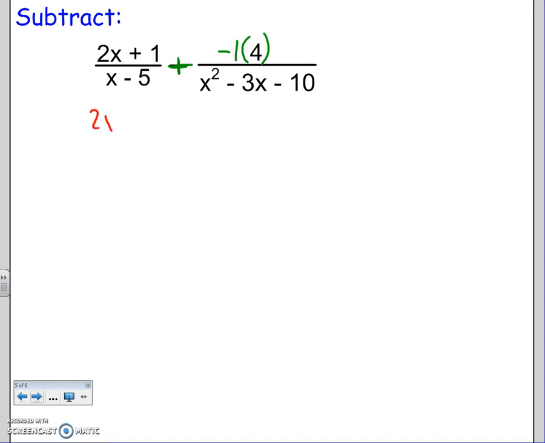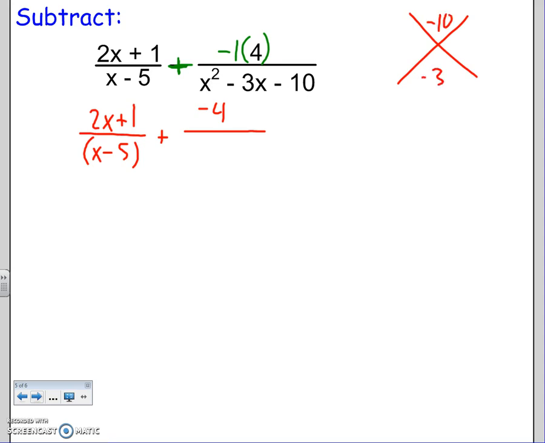Factor the bottoms. This first one, 2 terms, no GCF and no x method, so leave it alone. Plus, there's a negative 4 up here. This bottom one, 3 terms, GCF, I don't see one. X method, I could do that. Negative 10 on top, negative 3 on bottom. That's 5 and 2, negative 5, positive 2. Negative times positive is negative, so the multiplication checks out. Divided by a is 1, that doesn't do anything, so I don't have to show division. It's just x minus 5, x plus 2.